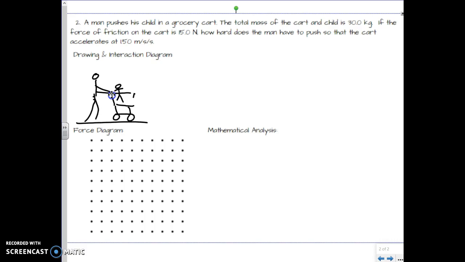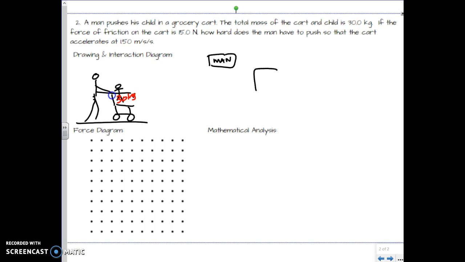On the floor here, the mass of this cart is 30 kilograms. Okay, so it talks about the force of friction on the cart. It's 15 newtons. How hard does the man have to push the cart to accelerate it at 1.5 meters per second per second? So let's make our drawing here, or our interaction diagram.